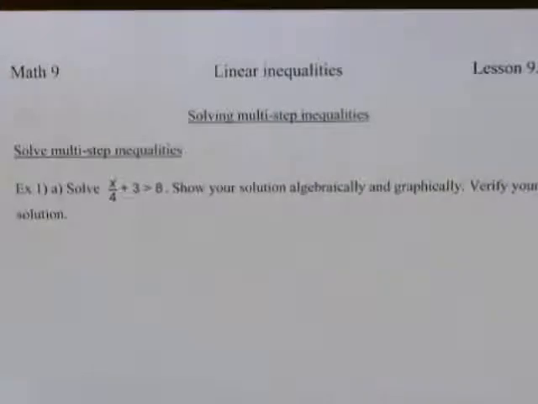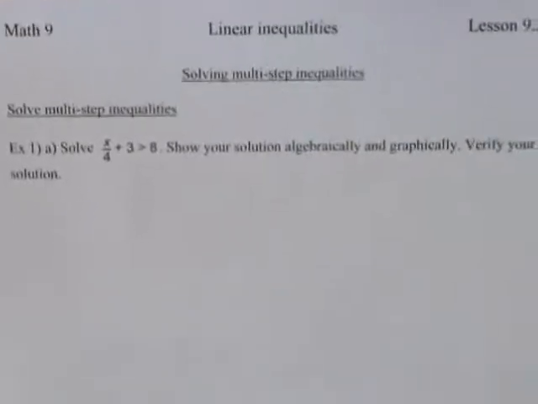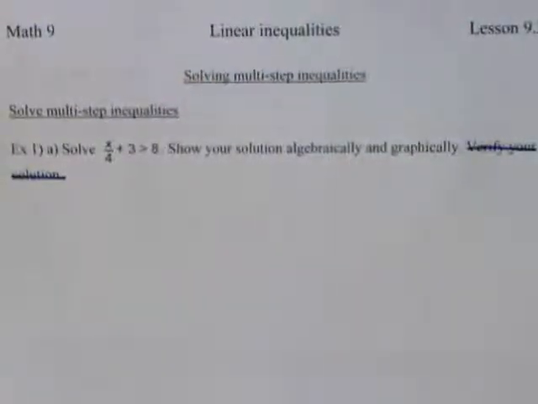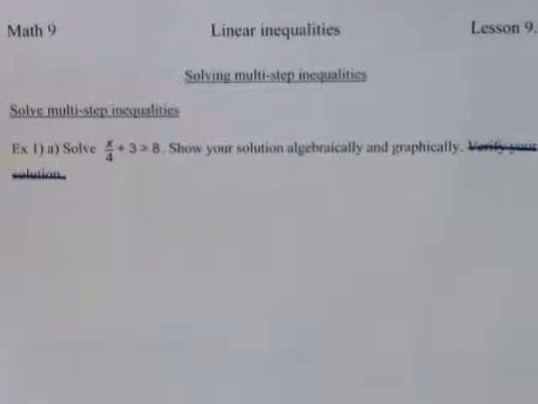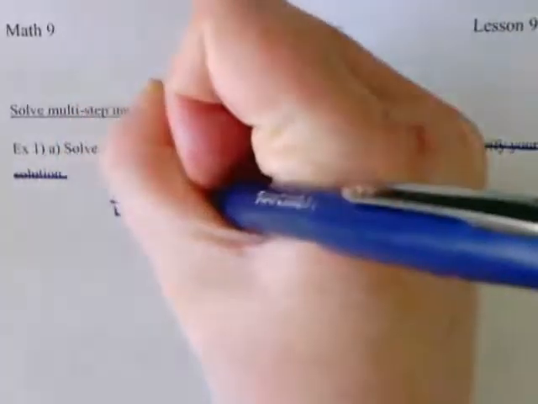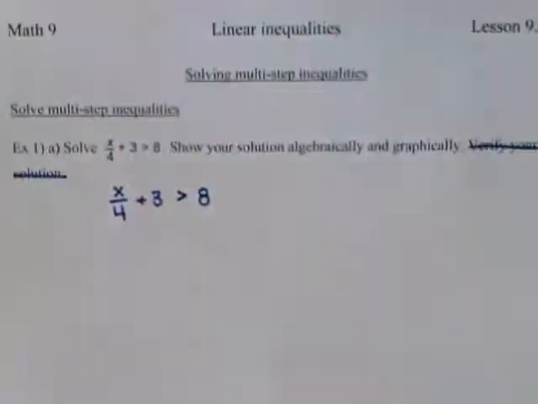So we're just going to go through about 3 or 4 examples, and then that will be it. If we look at our very first inequality here, we want to show it algebraically and graphically, and that's when we find our solution. Don't worry about verifying it, because we'll verify on another example. So we start with x divided by 4 plus 3 is greater than 8. Now, a quick reminder to yourselves that if you are dividing or multiplying by a negative number, you must switch the symbol in regards to which way it is facing.